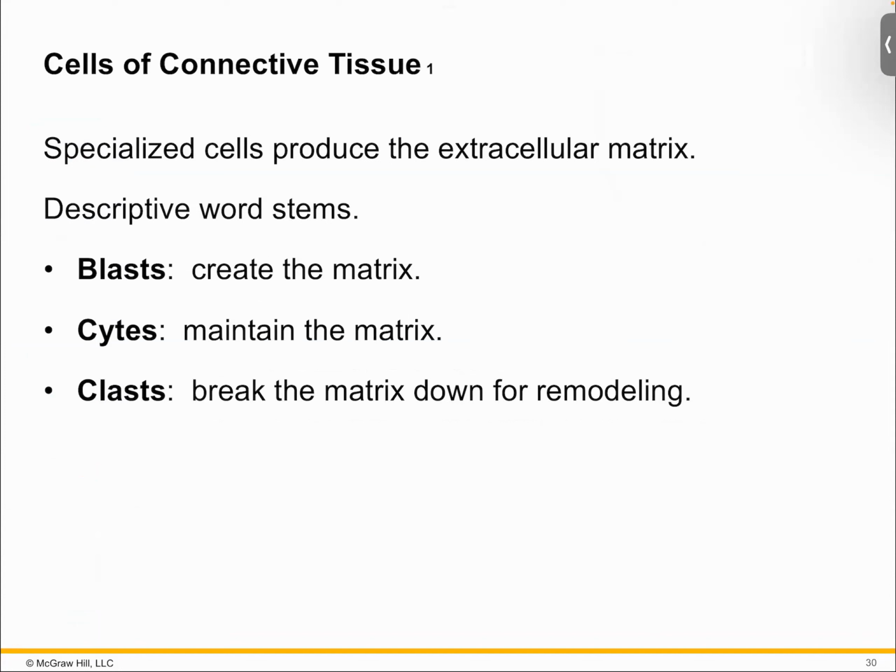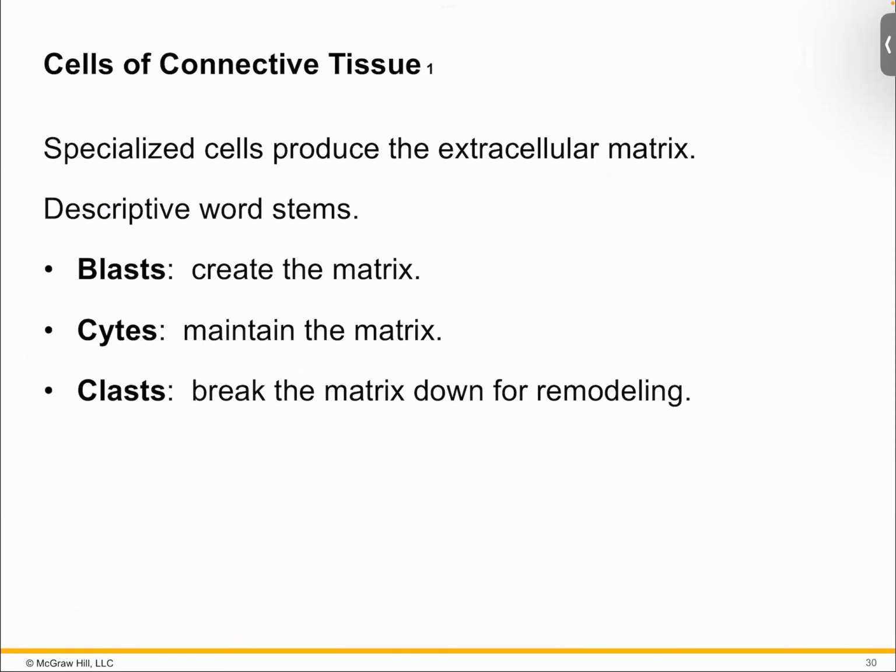And so we want to talk a little bit about the cells of connective tissue, because even though connective tissue is driven by extracellular matrix, that's true, cells are still important, right? So we want to take a look at that. And for the most part, the cells have a lot of similarities to them.